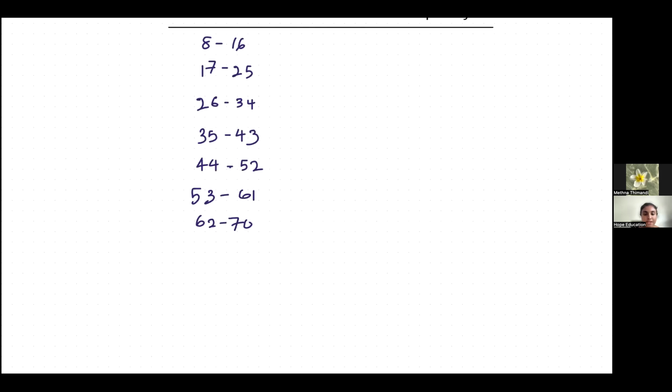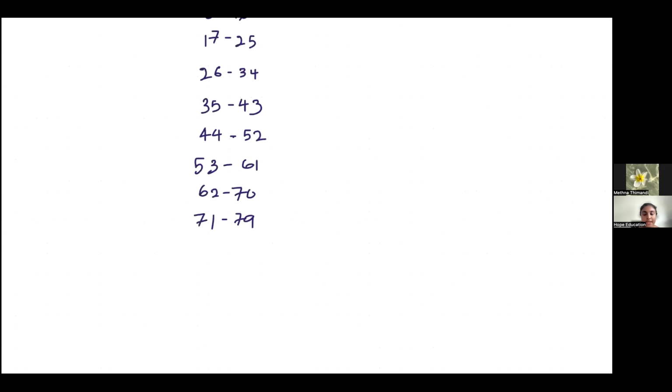Then 71 to 79. Then 80 to 88. Then 89 to 97. So this is how my data set is.